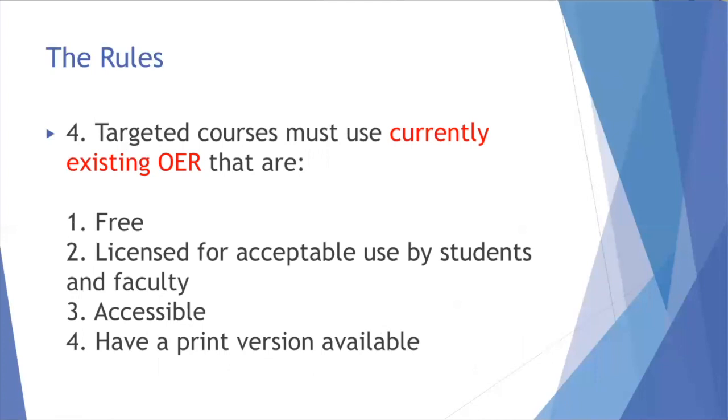Targeted courses must use currently existing OER that are free, licensed for acceptable use by students and faculty, accessible, and have a print version available. Once you choose the OER you want to use, we can help you to determine if the license allows for you to use it. We can also help you determine if there are accessibility issues with some help from our campus partners. As far as the print version goes, some OER materials do offer this option. For those that don't, the Spartan Bookstore offers a printing service called Xanadu, and we can help you with that as well. The print version does not need to be free. You can charge for that.